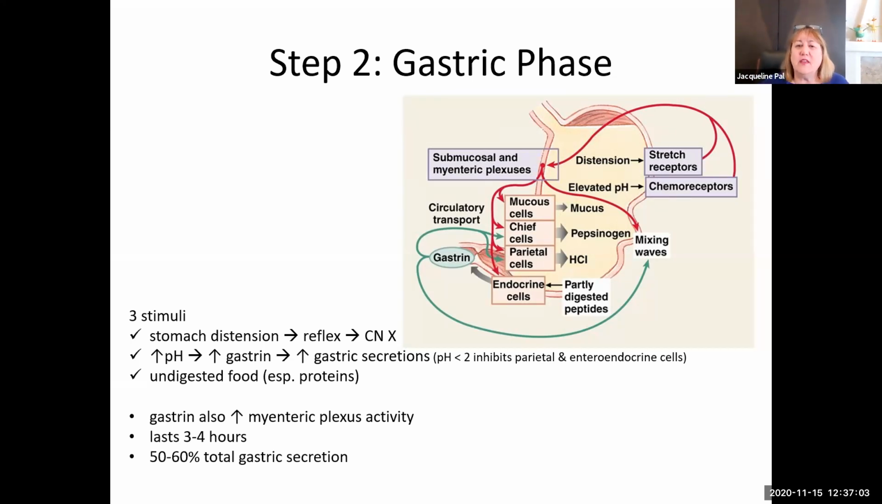But in addition to that, the gastrin increases the parasympathetic nervous activity in the myenteric plexus, thereby giving us more peristalsis and churning. And this gastric phase lasts a significant amount of time, about 3 to 4 hours. And this basically is going to account for more than half of the gastric secretions.